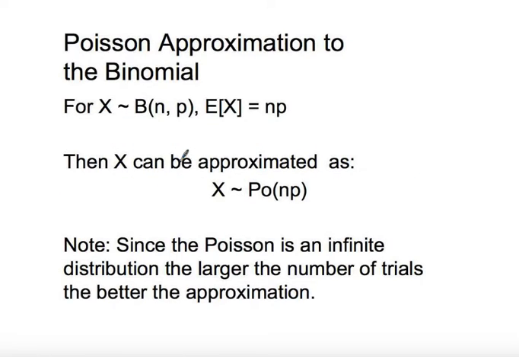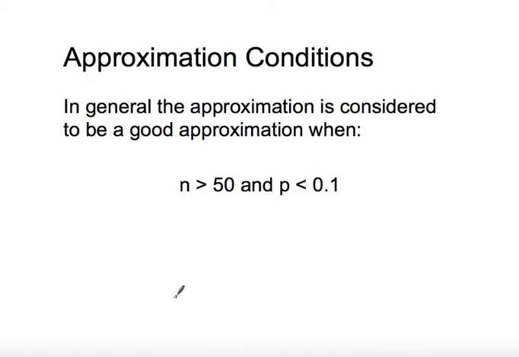Now, if we have these conditions, it's important to note that since the Poisson is an infinite distribution, so that means that it can go on forever, there's no limit on how many occurrences can occur, then the larger the number of trials, the better the approximation. And so this just leads to some approximation conditions. It's generally accepted that the approximation is considered to be a good approximation when n is greater than 50, which is convenient because that's what the binomial tables tend to go up to, and the probability is less than 0.1.